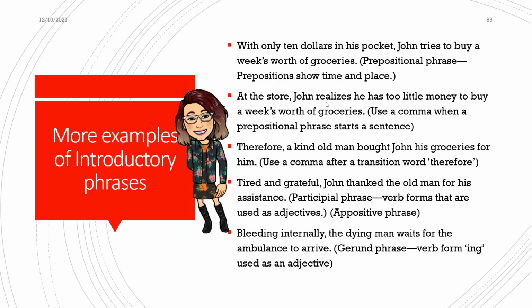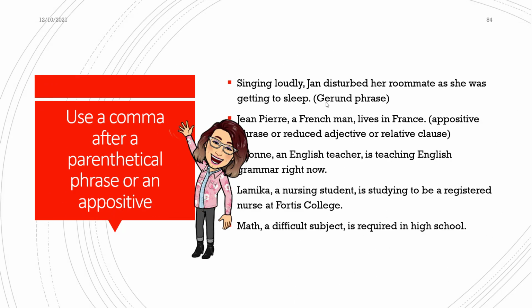And also use a comma after a transition word. Therefore, comma, a kind old man bought John his groceries for him. And when an appositive phrase is at the beginning of a sentence, you also should use a comma when it starts the sentence. And use a comma when you have an appositive, okay, Jean-Pierre, who is a Frenchman, okay, or a reduced adjective clause. When the reduced adjective clause is at the beginning of the sentence, we use two commas.